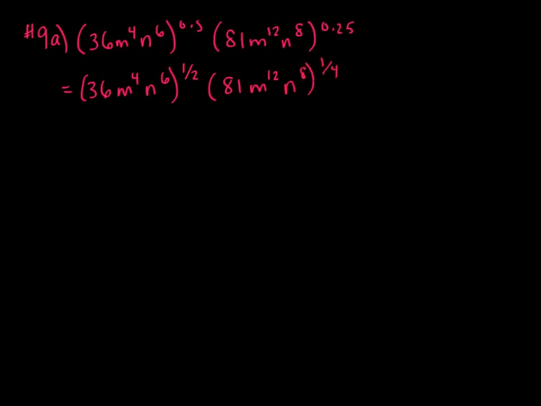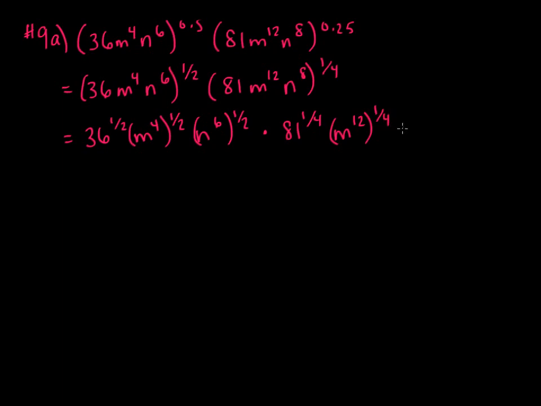Now we can apply those exponents to what's inside the brackets using the power of a power rule. So here 36 to the exponent 1/2, m to the exponent 4 to the exponent 1/2, and n to the exponent 6 to the exponent 1/2. We'll apply those power of a power steps in the next line. Times 81 to the exponent 1/4, m to the exponent 12 to the exponent 1/4, times n to the exponent 8 to the exponent a quarter.